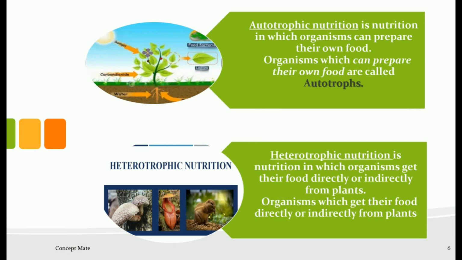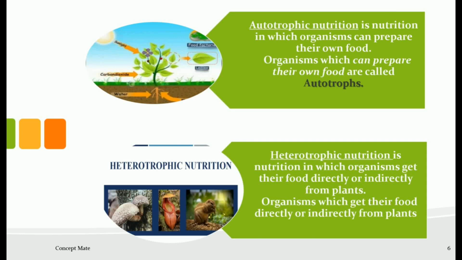Now, let us look at the definition for the different modes of nutrition we just saw. In this slide, you can find the definition for the two modes of nutrition, autotrophic nutrition and heterotrophic nutrition. Autotrophic nutrition is the nutrition in which organisms can prepare their own food and also utilize it for their purpose. The mode of nutrition used by plants which prepare their own food is called autotrophic nutrition, and therefore these plants are also called autotrophs. The other mode of nutrition is heterotrophic nutrition.